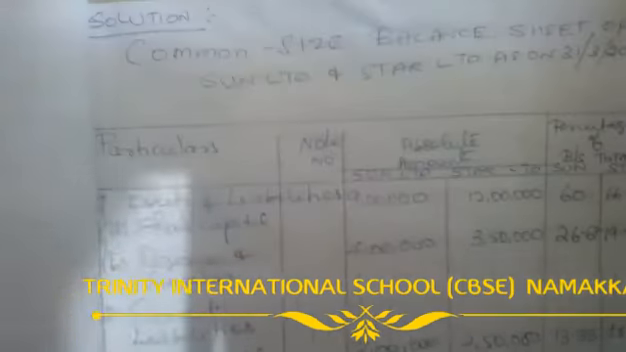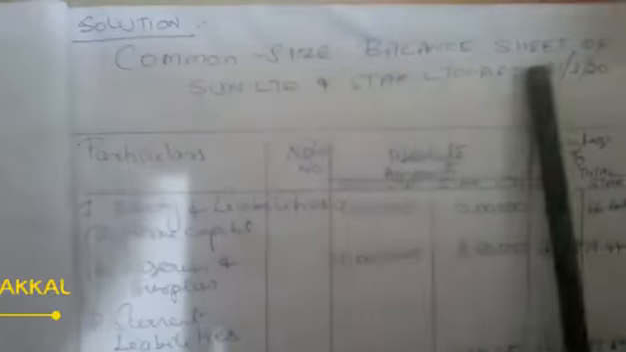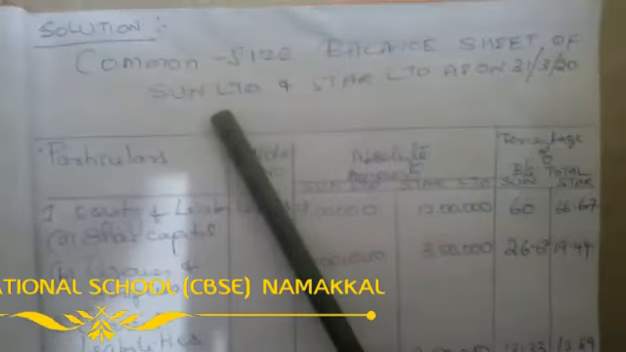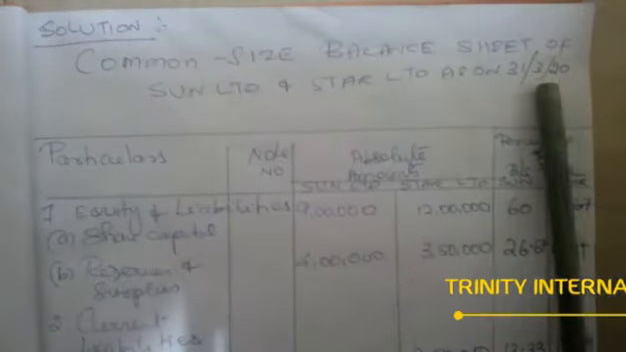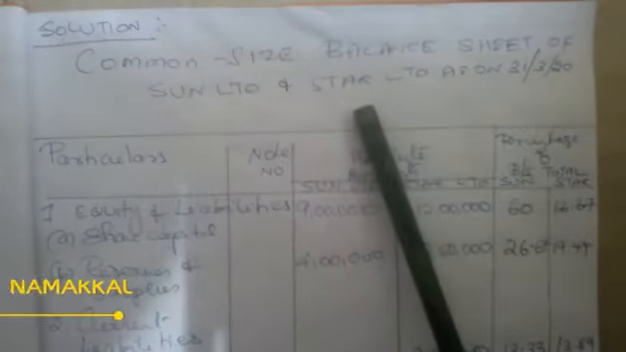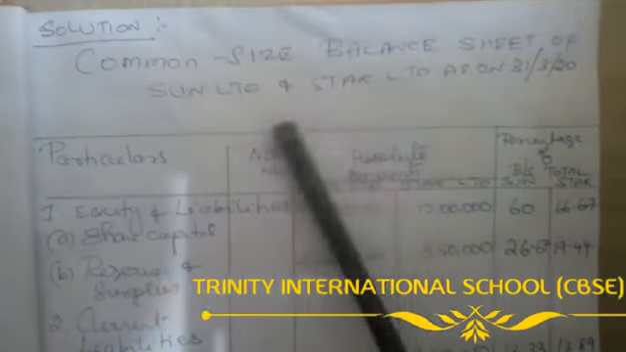Okay, so I have written it as it is already. Just you have to write the common size balance sheet. See, common size balance sheet of Sun Limited and Star Limited as on 31st March 2020. Here there are two companies, not the same company for different years. Here there are two different companies. How to prepare the common size balance sheet?